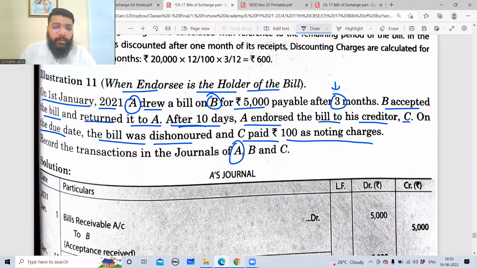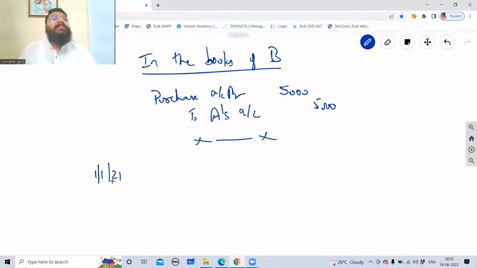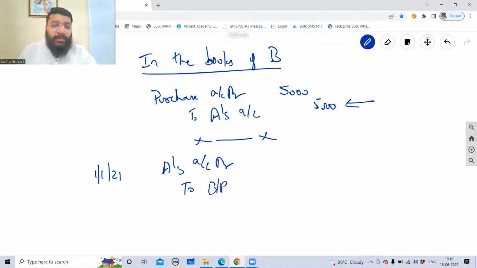Then on 1st Jan 2021, a bill of exchange has been accepted, which means the secured liability is created. So I will reverse the unsecured liability. A is currently an unsecured liability in credit. To reverse, I'll give a debit. So A's account debit to bills payable account, 5,000.